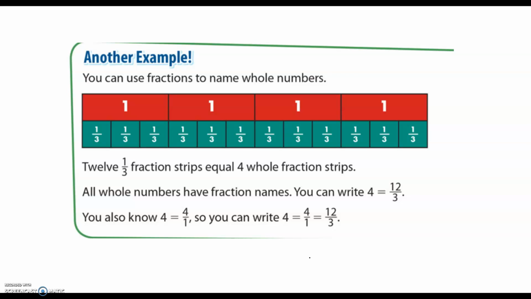Here's another way you can use fractions to name whole numbers. 12 1/3 fraction strips are equal to 4 whole fraction strips. So if you look, we have 1/3, 2/3, 3/3, and we have that 4 times, so there's 12 of them. All whole numbers have fraction names. You can write 4 is equal to 12/3. So we have 4 ones, 4 wholes, and we have 12 1/3 pieces, or 12/3. You also know that 4 is equal to 4/1. So you can write 4 is equal to 4/1 and also equal to 12/3.